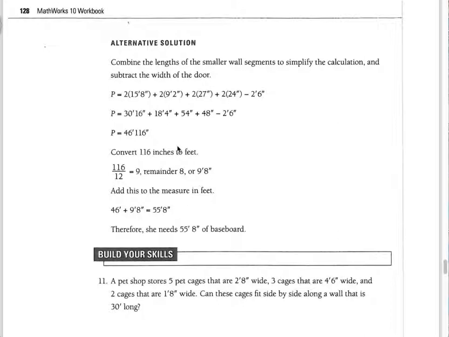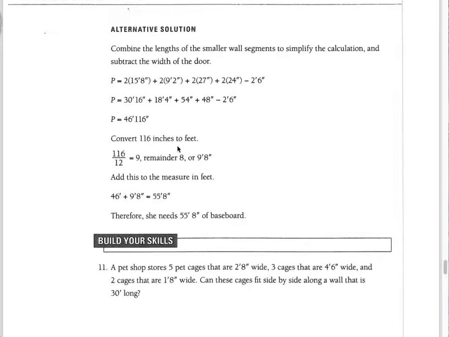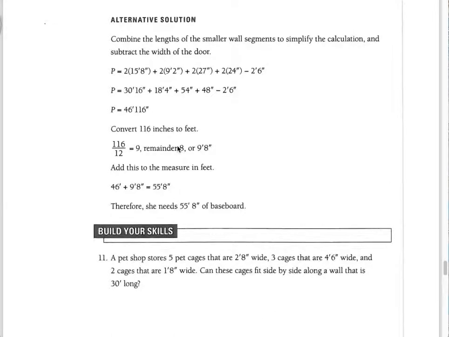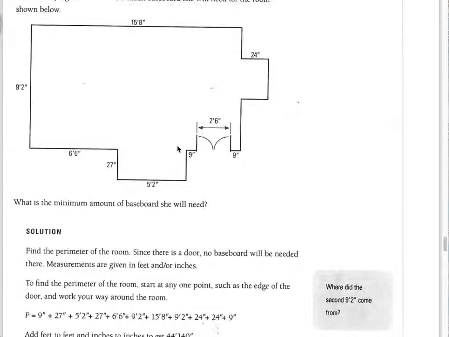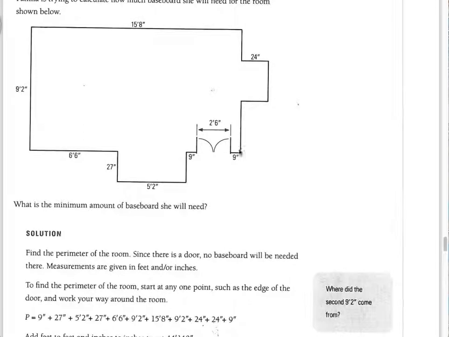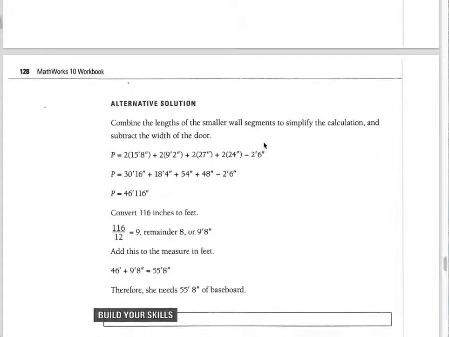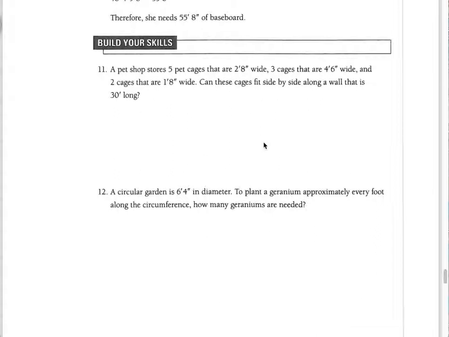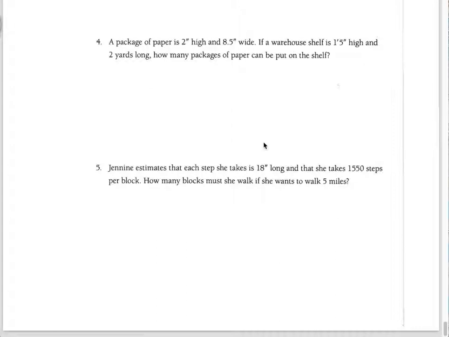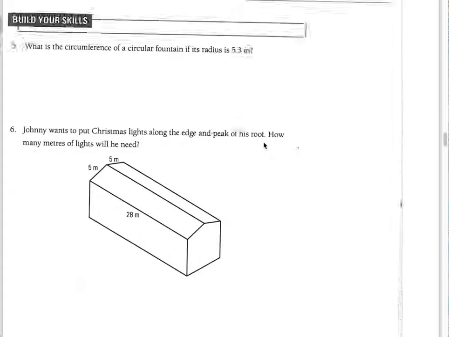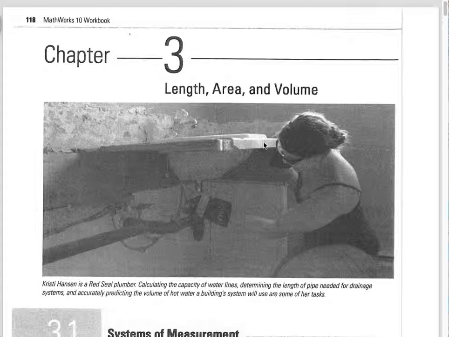There is an alternative solution. Combine the lengths of the smaller wall segments to simplify the calculation and subtract the width of the door. In this example, you can see that they're combining the widths of the smaller ones, like the 9 inches and the 9 inches, the 24 and the 24, together before they do the addition in the alternative solution. Building your skills, and then practice your new skills will close out that particular unit 3.1. So you should be able to do that all in one lesson, I believe.